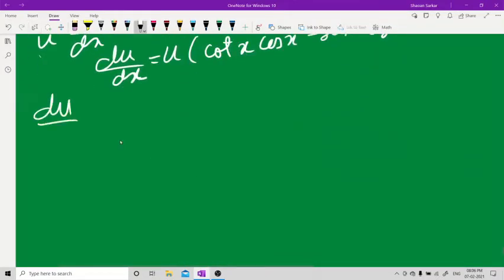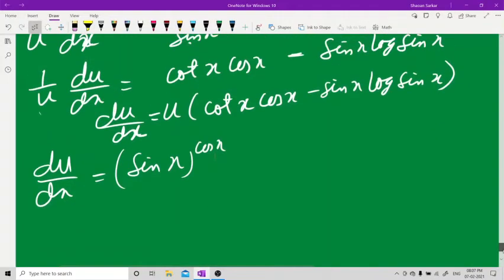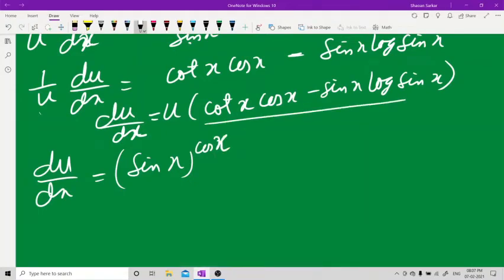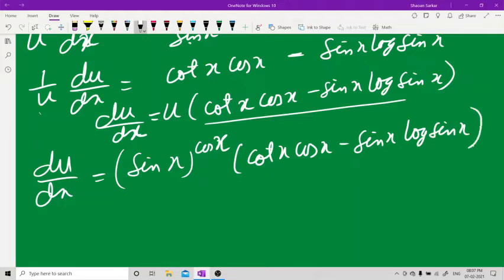du dx is sin x to the power of cos x. Then what you have? Wait, it is hiding away. Just a minute. Yes, cos x. Then this whole thing here: cot x cos x minus sin x log sin x. Any problem here? No. Now this is equation number 2.